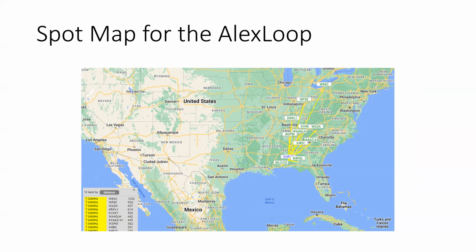If your call is N4KGL, and you take a beacon that's in N4KGL and do it remotely and carry it around, I'm a little unsure how their database treats that. But nevertheless, I did get some spots for the Alex loop.